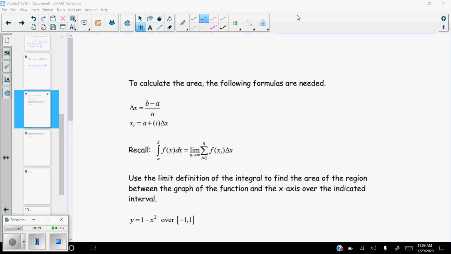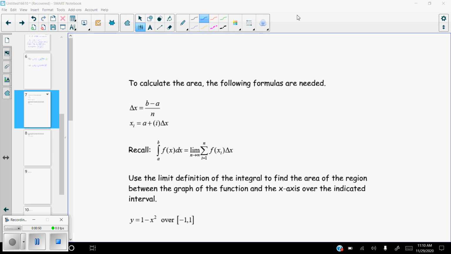So we're going to need the following formulas. We're going to need to know that delta x, which is the change of your x values, is b minus a over n. If you really think about that, it makes sense. I'm taking the right-hand endpoint, subtracting the left-hand endpoint, so I'm taking the distance between the two endpoints, and dividing it by the number of rectangles that I'm going to use, n rectangles. So that's going to be my base. It's going to be my change of x.